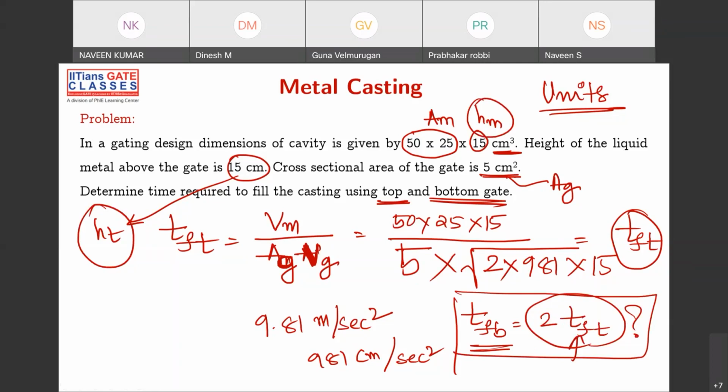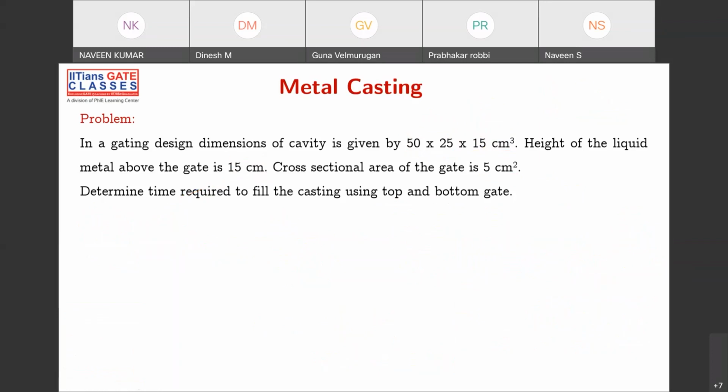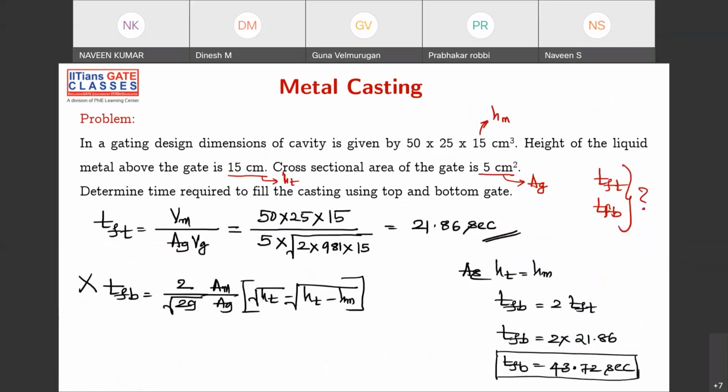Sometimes people don't observe that HT is equal to HM. They'll put a big formula and they'll waste their time. Of course, they'll get the right answer, but there's no point in substituting, right? That's the thing. Fine. So this is the solution. Obviously we see you have substituted as centimeters, 981 centimeters and 21.86 seconds, and that is 43.72 seconds is the answer for this question.